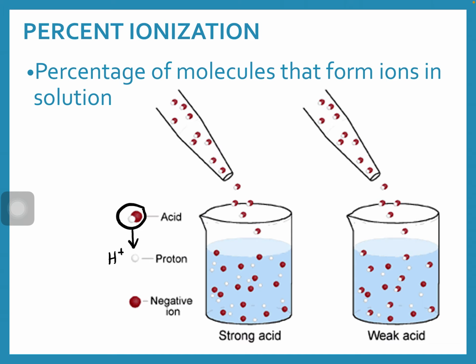You can see here for a strong acid, everything in here is completely separated into the negative ions and the hydrogen ions, which of course are actually going to be hydronium as they combine with a water molecule. As we look at the weak acid, here we can see some acid that has not ionized. It hasn't split into the hydronium ion and the negative ion. So we can see some have and some have not. This is going to be the difference between a strong and weak acid.